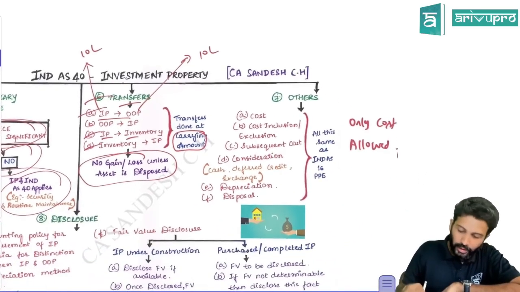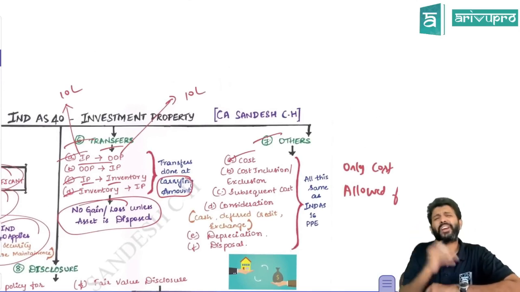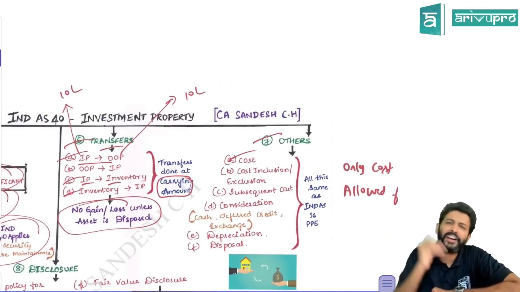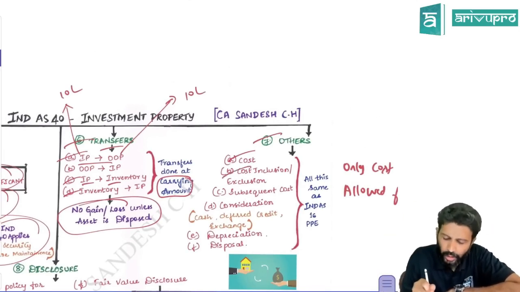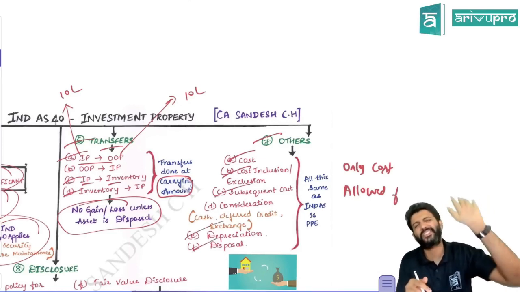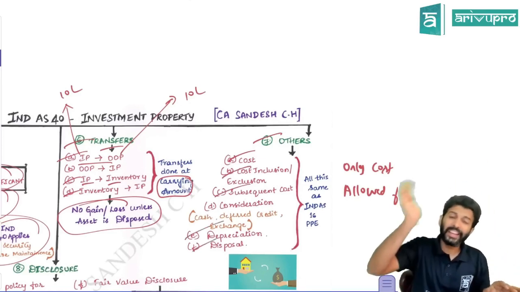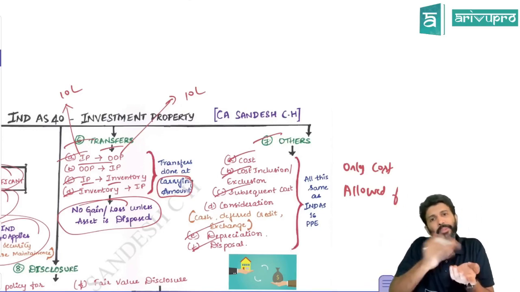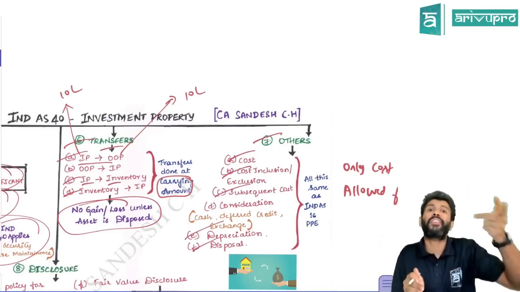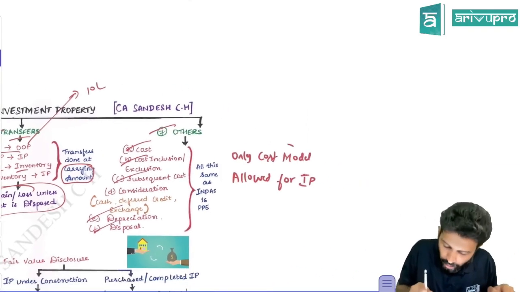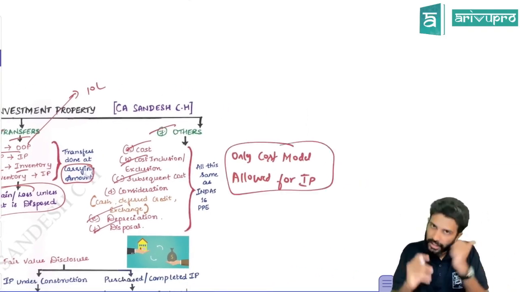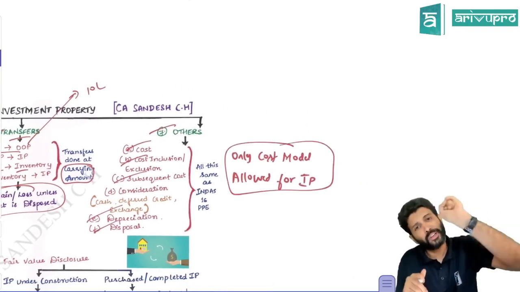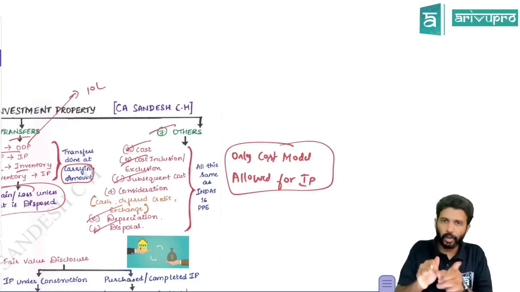Okay. In terms of the others, there's a significant overlap between IND AS 16 and IND AS 40. In terms of cost inclusion, subsequent cost, depreciation, all these are the same as IND AS 16 itself, except one thing. IND AS 16 said initially all PPEs are recorded at cost. Subsequently, you can follow either the cost model or the revaluation model. But for investment property, only the cost model is allowed. Initially, it is measured at cost. Subsequently, also it is measured at cost only.